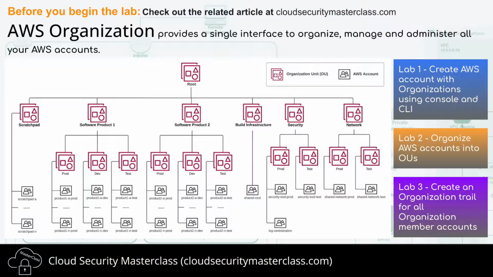OUs are organizational units, which are kind of like folders with AWS accounts or more OUs within them. Apart from being able to create and manage AWS accounts, Organizations also provides the ability to create top-level security policies and enable centralized security services across all the linked AWS accounts.